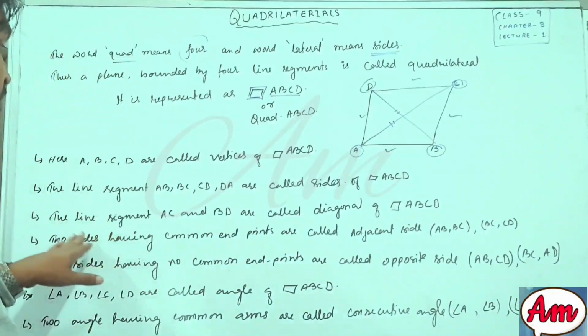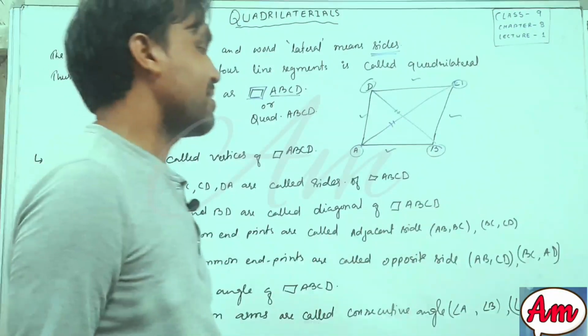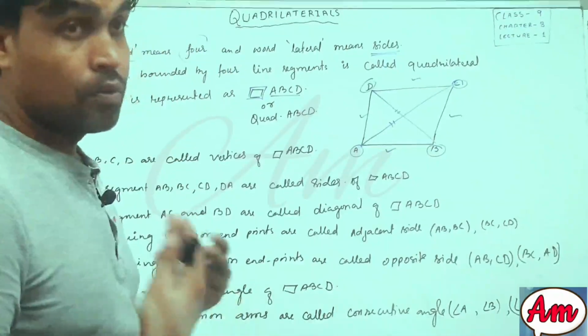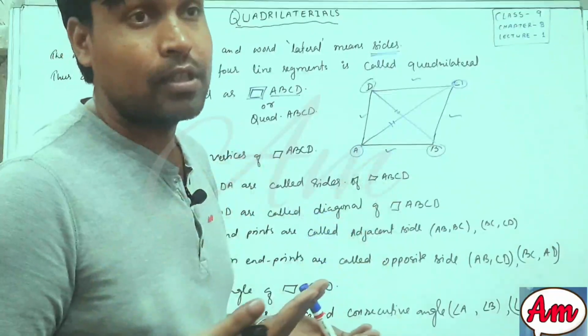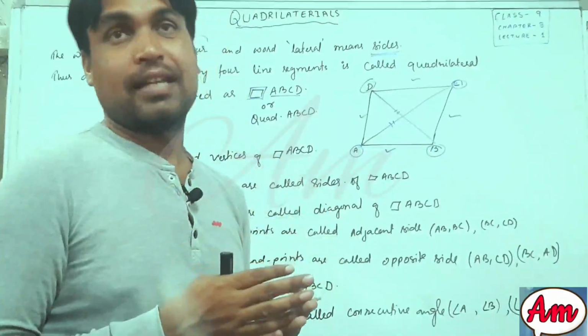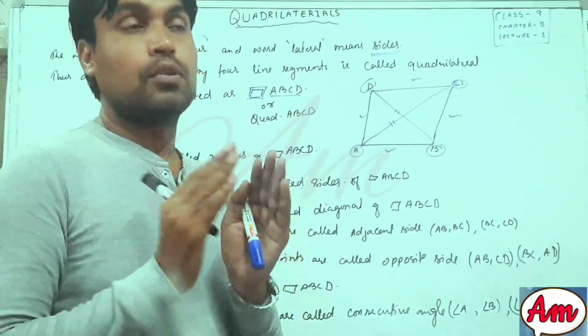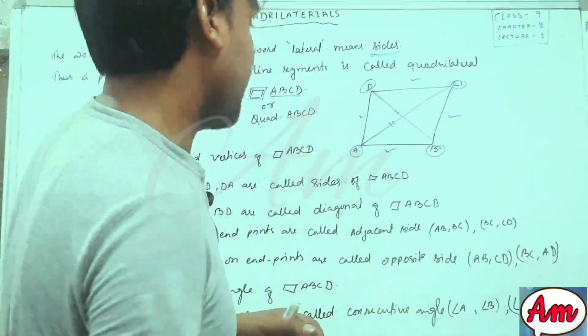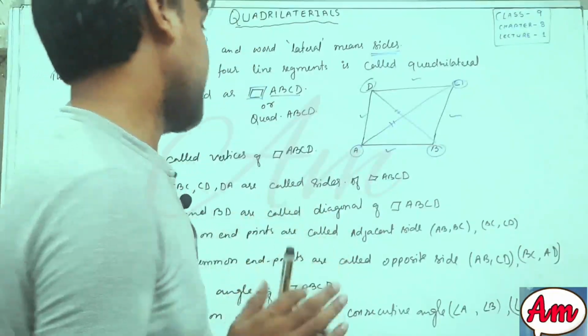Next point: 2 sides having a common point are called adjacent sides. You might have heard the term adjacent side many times, but actually we don't know what an adjacent side is. That is very problematic, because if you don't know, you are just doing it blindly, and that is not good. That's why I thought of teaching you all these basic introductions first.